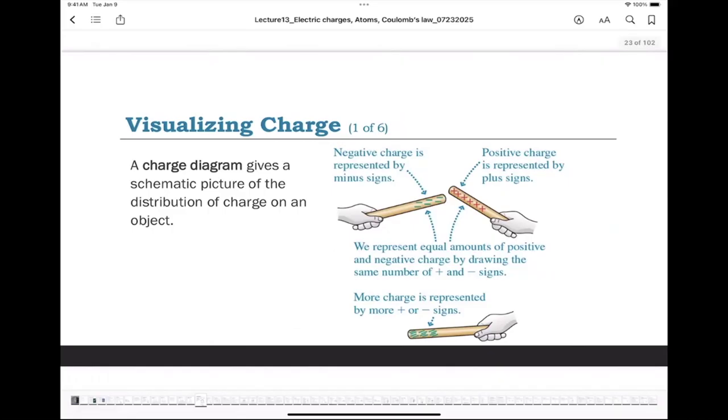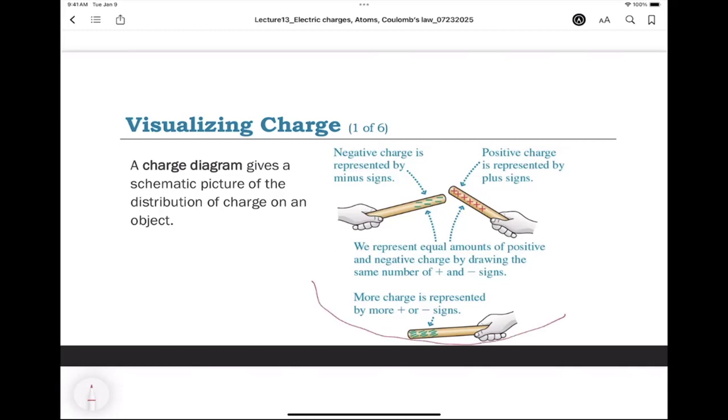We call it visualizing charge. A charge diagram gives a schematic picture of the distribution of charge on an object. You can see here, this is a charge diagram. A negative charge is represented by minus signs, and the positive charge is represented by plus signs.